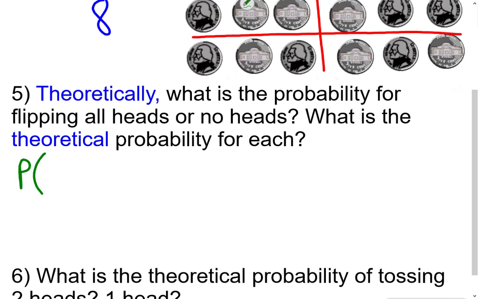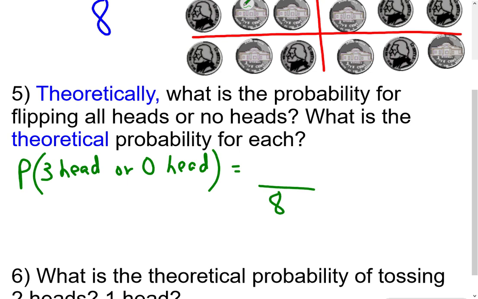So now if I want my theoretical probability, I go probability of 3 heads or 0 heads, so that we could put 3 tails. Probability, remember, the grand total, which is how many outcomes were there? There were 8. And in this case, I had 2 of them that came out to be all heads or no heads. Now, if I simplify that, I end up with 1/4. So the probability of flipping all heads or no heads would be 1/4.